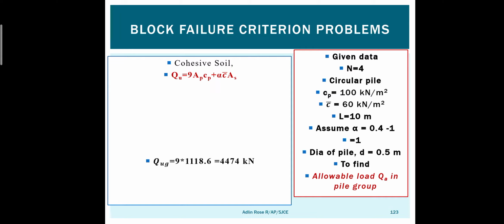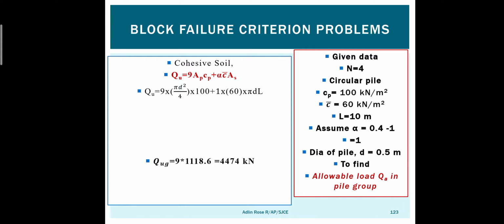Qu is equal to 9 Ap Cp plus alpha C bar As. A single pile is a circular pile, so the cross sectional area becomes pi d square by 4. 9 into pi d square by 4 into Cp, the tip resistance. At the length of 10 meter, at the bottom tip of the pile, what is the cohesion? That is 100, plus alpha C bar. Alpha you can assume between 0.4 to 1. So I am assuming 1.